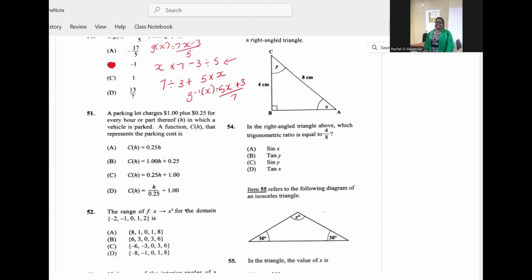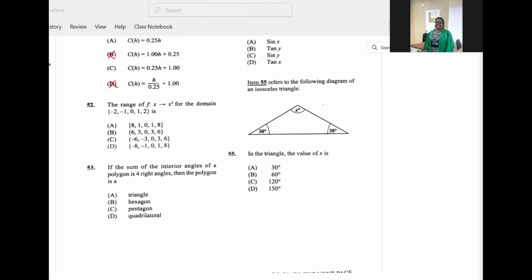So you're looking for 0.25 each. So this will be out, and this will be out. Then you're looking for the part. Let's see.